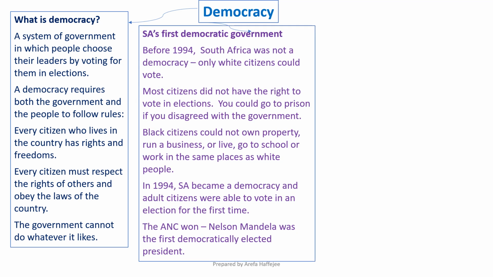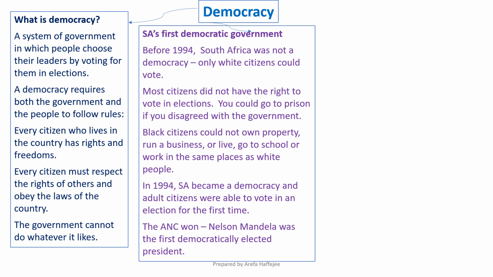Now, in 1994, South Africa had its first democratic elections. This is where all citizens could vote. Now, prior to 1994, only the white citizens could vote, and the non-white Africans, consisting of the African people, the Indian people, and colored people, were basically oppressed and they could not vote.